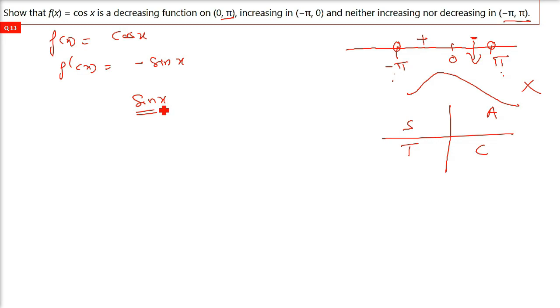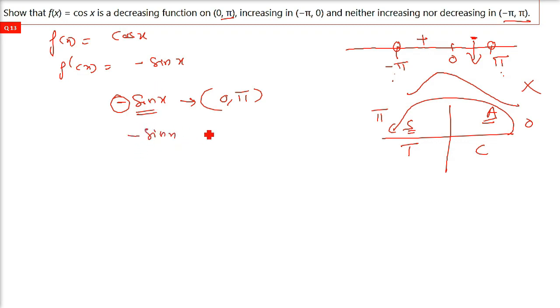Sin x is positive where? Tell me, where is it positive? It is positive in the first quadrant here and the second quadrant here. So 0 to pi it is going to be positive. We already know that by our trigonometry. Add sugar to coffee, A means all, S means sine. So between 0 and pi it is always positive. But you have a negative sin x. When you have negative sin x, the things will change. That is, in 0 to pi, sin x was positive, but negative sin x is going to be decreasing in 0 to pi. So this is decreasing. Minus sin x less than 0 is decreasing in the given 0 to pi interval.